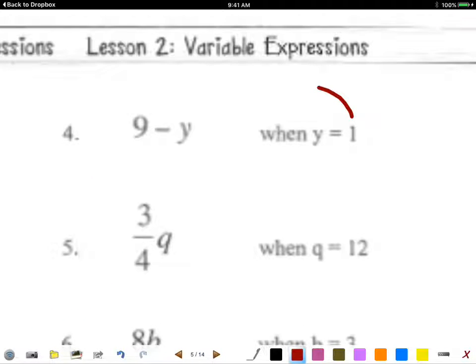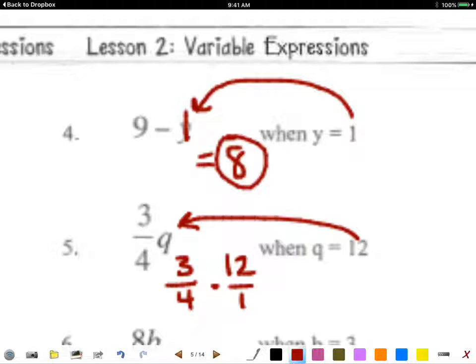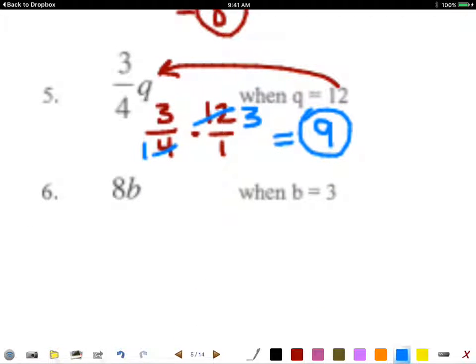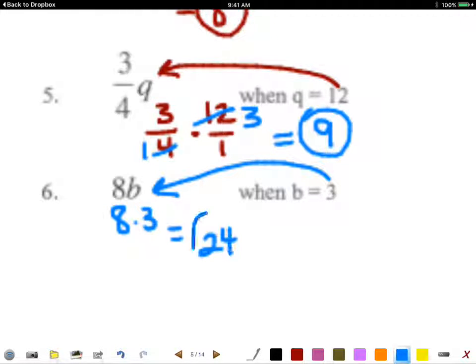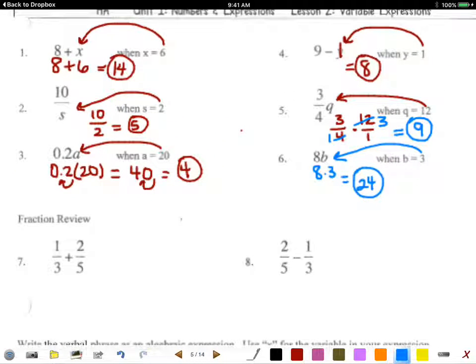Number 4, if y is 1, then 9 minus 1 is 8. If q is 12, then you have 3/4 times q, meaning times 12 over 1. You can simplify that because the 4 can go into the 12 3 times and into itself once. So going straight across, you have 9 over 1 or just 9. Number 6, take the 3, plug it in for b. So 8 times 3 is 24. Okay, that's pretty easy. Any questions on that section?